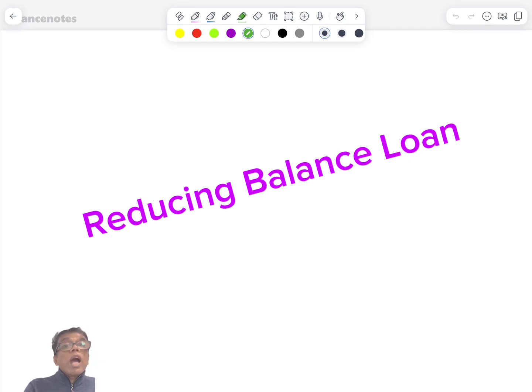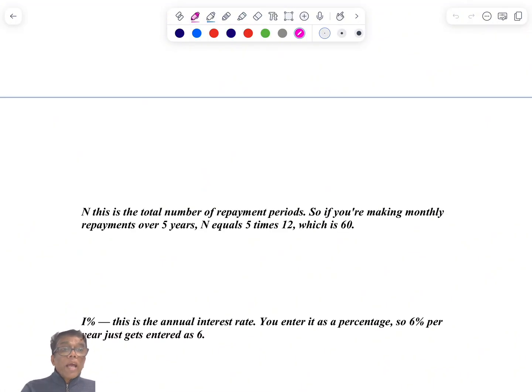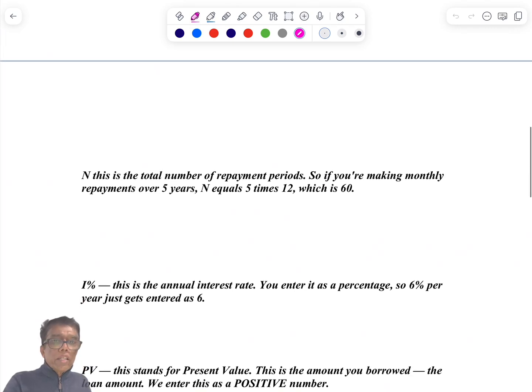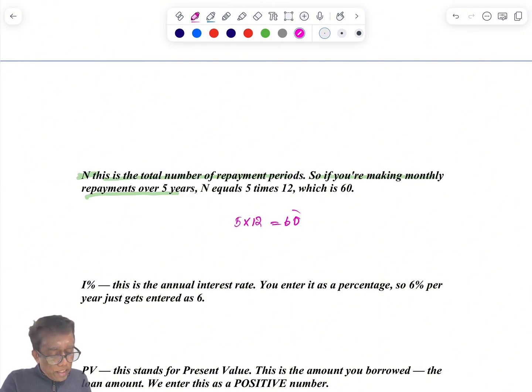Now let's look at the financial solver and what each value means. Open up your CAS calculator and navigate to the financial solver. You will see a screen with these fields. The first one is N. N is the total number of repayment periods. So if you are making monthly repayments over 5 years, how do you calculate N? N is 5 times 12. It is 60.